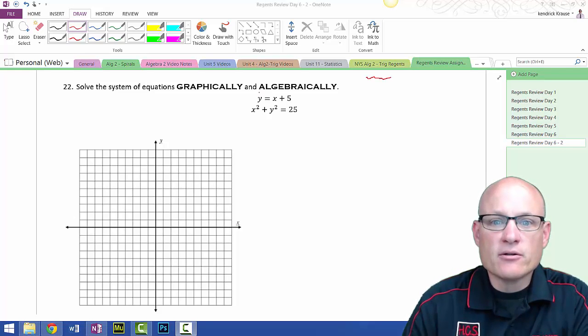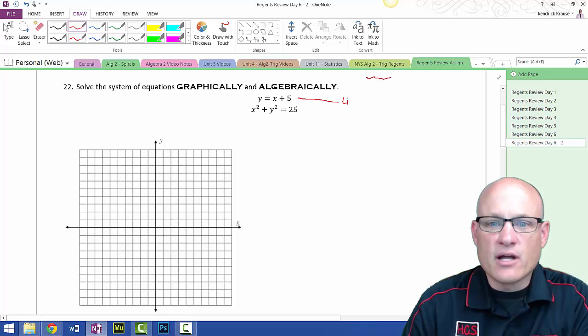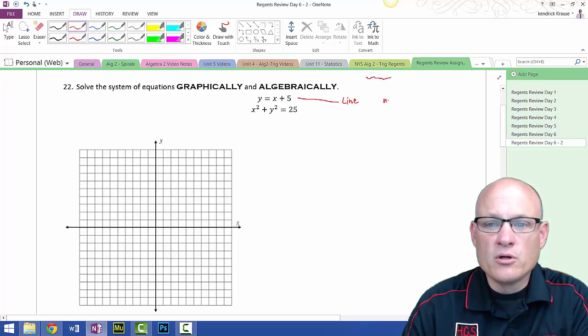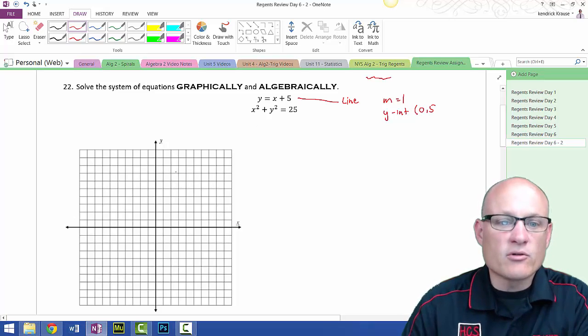This right here, hopefully you all recognize that this is a line because it's just got a y and a plain x. It's got a slope of 1 and a y-intercept of 0, 5. So we'll go to 0, 5. 1, 2, 3, 4, 5. And we're going to go up 1, right 1. Graphing a line should be easy. If you want to put a table of values on, put a table of values on. That's a cool thing to do too.